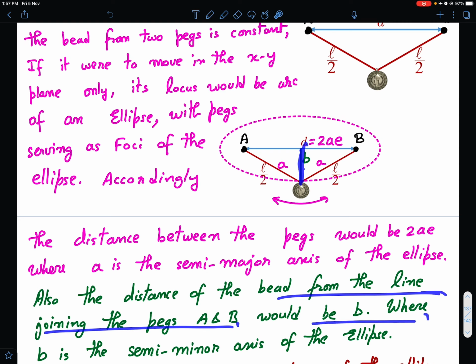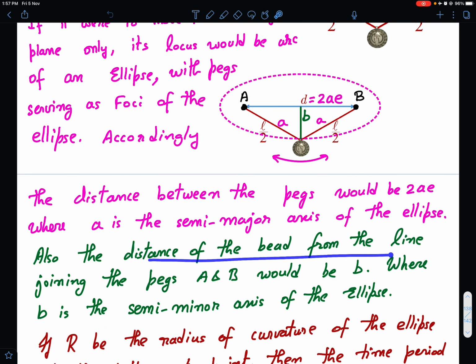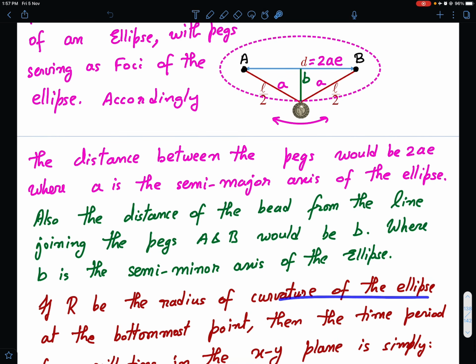Also, the distance of the bead from the line joining the pegs A and B would be the semi minor axis, right? So this is your b, and from the focus to the end points of the minor axis, the distance is a. That's also a standard property of an ellipse, which you must have studied in conic sections. So a is the semi major axis, and this is b. Of course, it's going to oscillate like this and also going into the page and out of the page. So the distance of the bead from the line joining the pegs A and B would be b, where b is the semi minor axis of the ellipse.